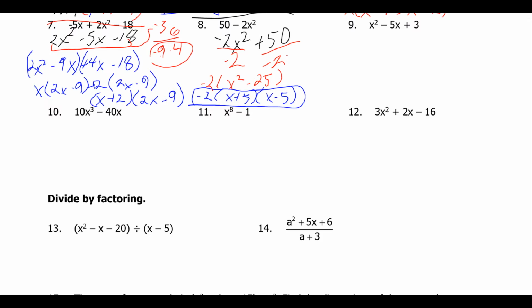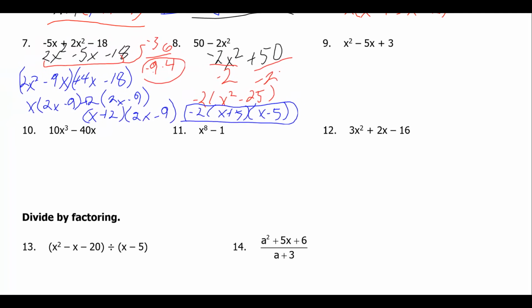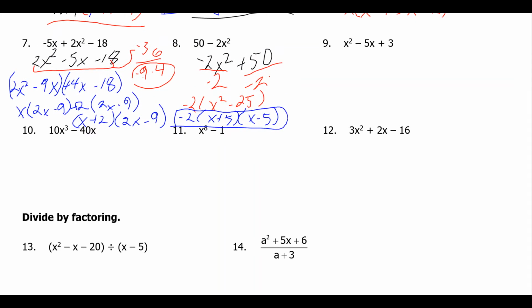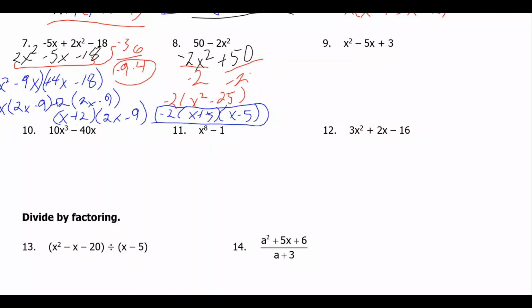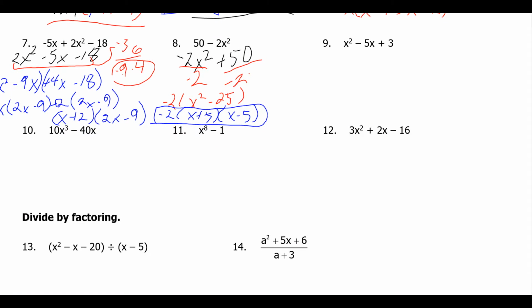Alright, now, number 9. We need to start off by looking at it and asking ourselves, is this in standard form? Alright, and as you can plainly see, it is in standard form. Alright, next thing we need to check for is there a common factor? 1, 5, and 3. No, there is no common factor. Alright, next thing that we need to check for is how many terms does it have? Well, we got 1, 2, 3.